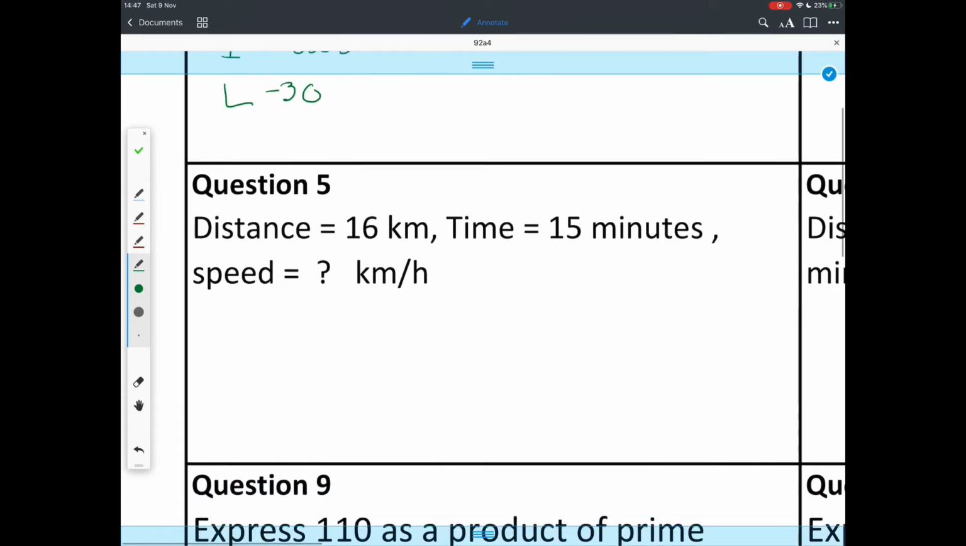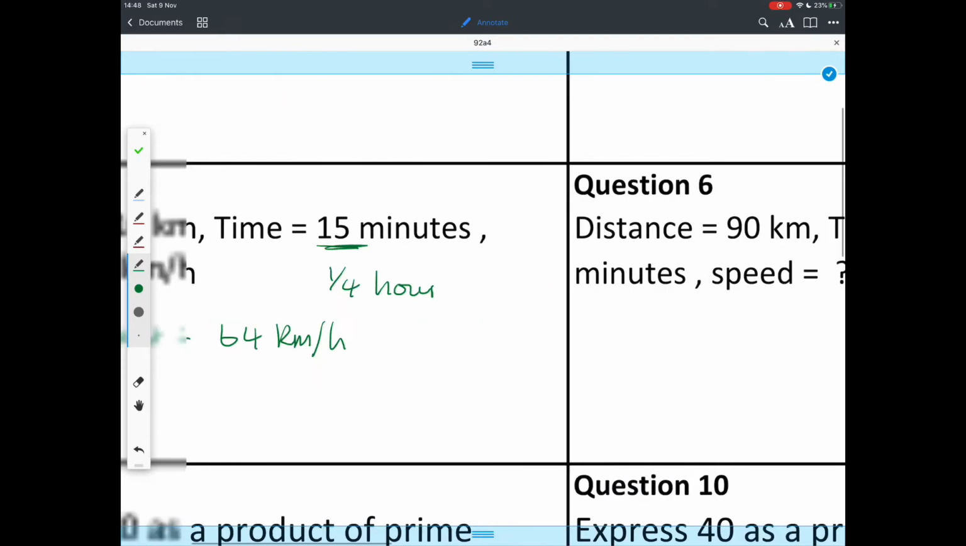Question 5. 15 minutes is a quarter of an hour. So if I'm looking for kilometres per hour, then I need to times this by 4. 16 times 4 is 64 kilometres per hour.